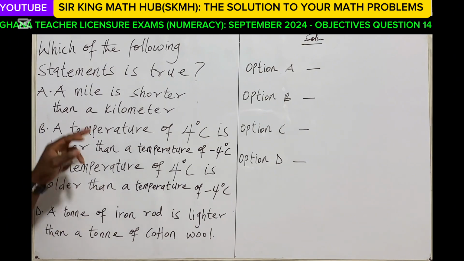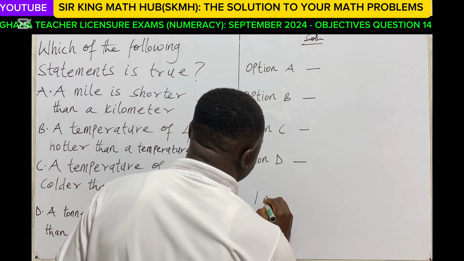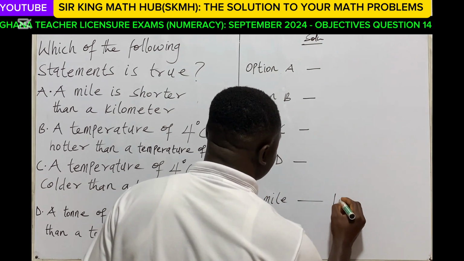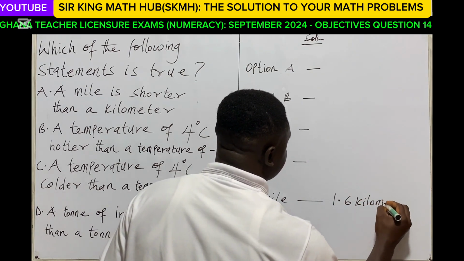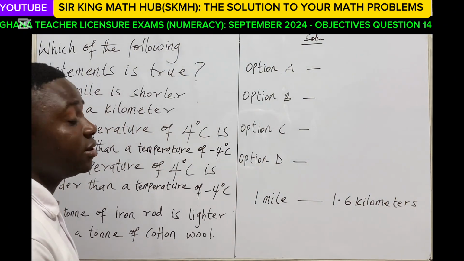Remember that mile and kilometer are both units for measuring length. In other words, they are units for measuring distances between 2 places. But how do they relate? Recall that a mile is approximately equal to 1.6 kilometers. So that is how these 2 units of length relate.